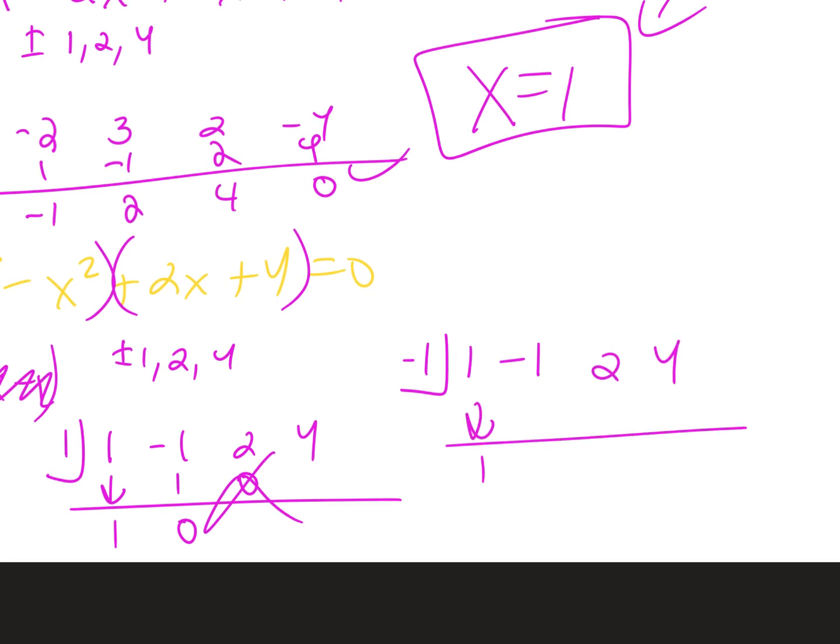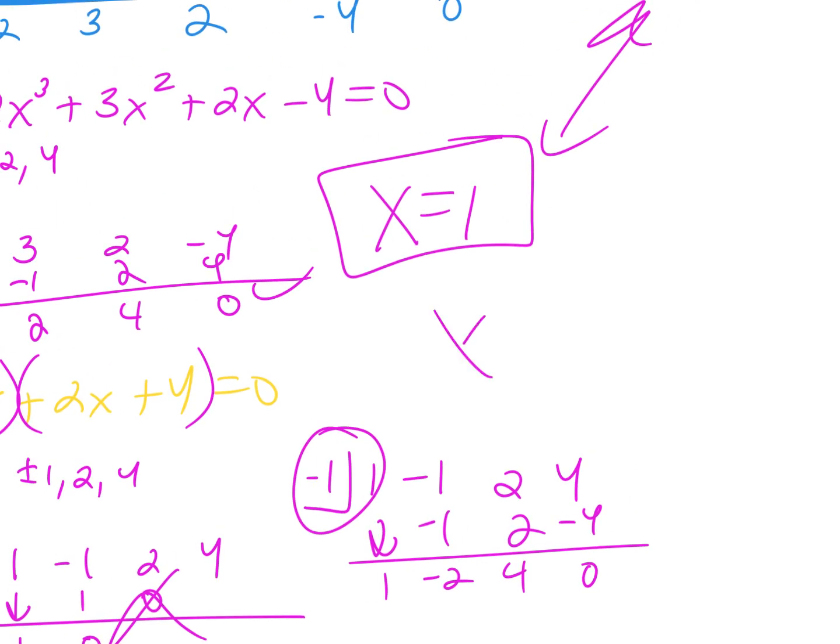1 times negative 1, negative 1. Negative 1, negative 1 is negative 2. Negative 2 and negative 1 is positive 2, correct? What's 2 plus 2? 4. What's 4 times negative 1? Negative 4. So my remainder here is 0. So I found out another one of my answers is x equals negative 1.